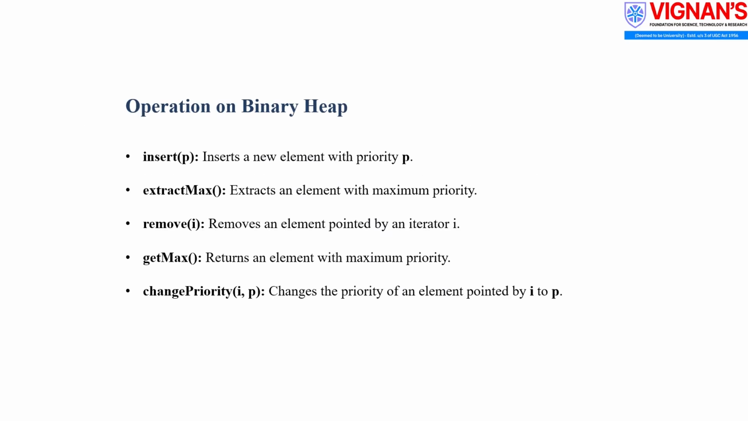Operations on binary heap. The following operations can be performed on a binary heap. Insert(P). This operation inserts a new element with priority P into the binary heap. Extract max. This operation removes and returns the element with the maximum priority from the heap. Remove(I). This operation removes the element pointed to by the iterator I. Get max. This operation returns the element with the maximum priority without removing it from the heap.